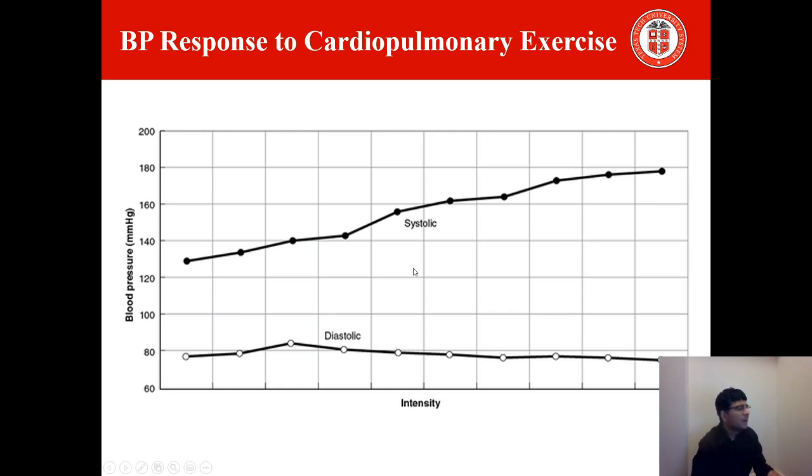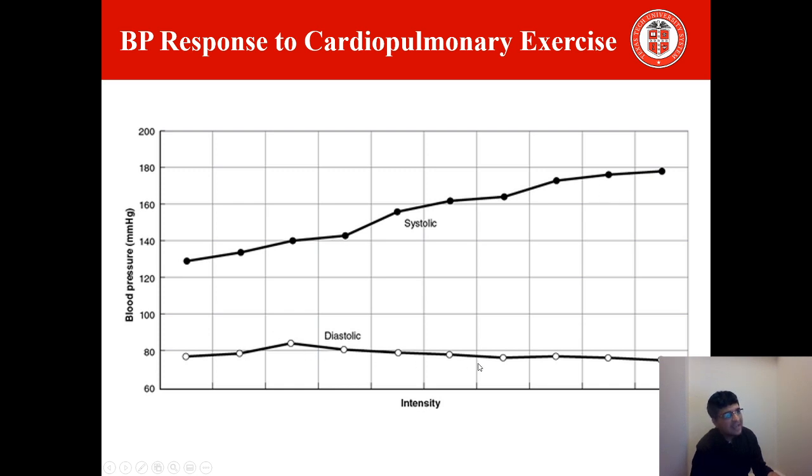This is just what I have explained so far. It's just a diagrammatic or pictorial representation. You can see, initially, the systolic blood pressure rises, and once somebody reaches a sub-maximal kind of exercise, it attains a plateau phase, or it just levels off from here.